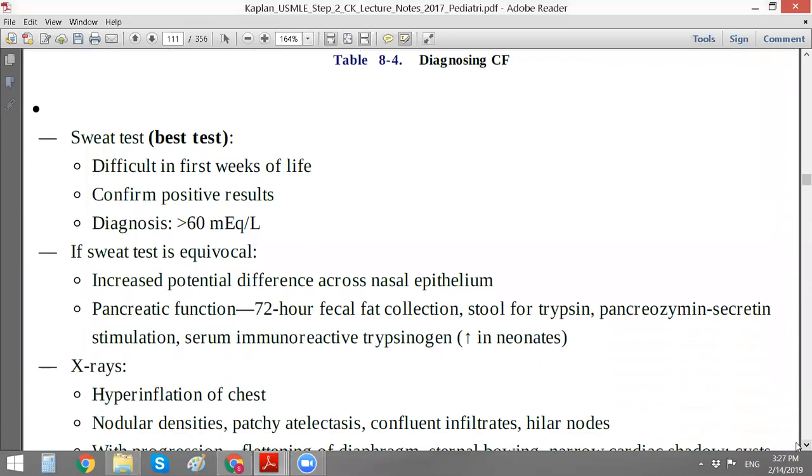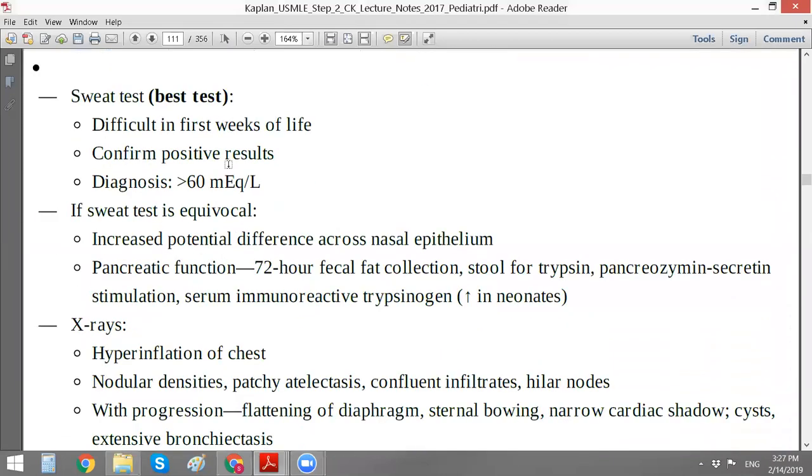Sweat test is the best test, though difficult in the first week of life. Confirm positive results; diagnosis is made at greater than 60. If the sweat test is equivocal, then we check the potential difference across the nasal epithelium. Pancreatic function: 72-hour fecal fat collection, stool trypsin, pancreozymin-secretin stimulation, serum immunoreactive trypsinogen increased in newborns. X-rays: hyperinflation of the chest, nodular densities, ongoing infiltrates, island nodules.